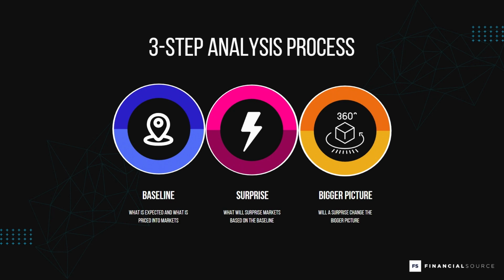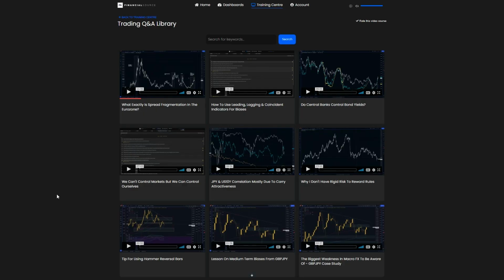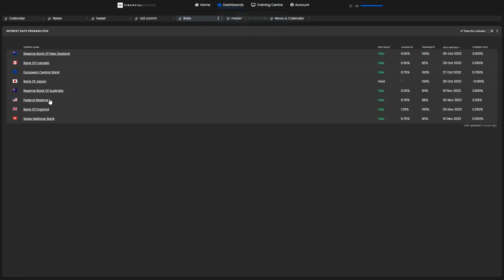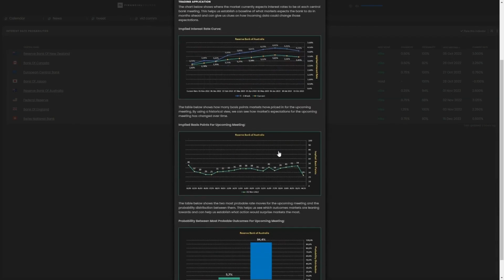Now, this baseline step includes looking at things like what the markets have priced in. So if it's a policy decision, looking at interest rate markets. So if you compare that to our preview we did yesterday for something like the RBA, for example, we looked at what STIR markets was pricing in going into the event.